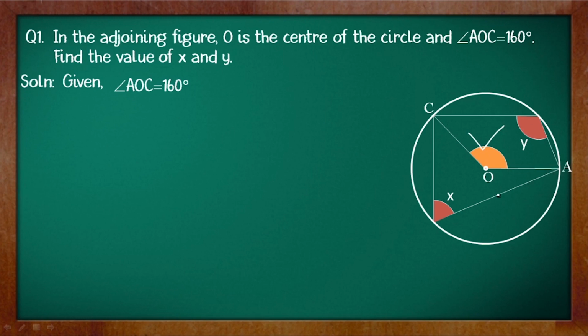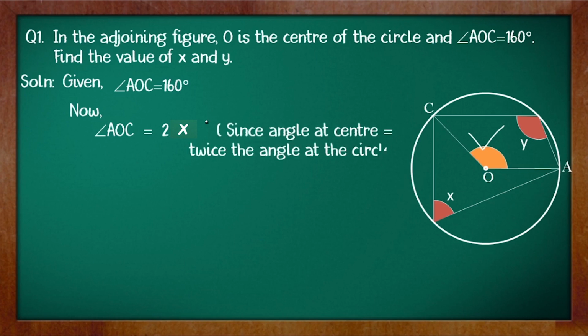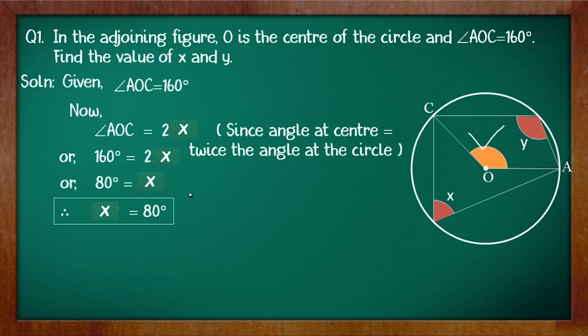Now on the remaining part we can see that this angle x is on the remaining part. So we'll be using that theorem which says angle AOC will be twice angle x, because this is the angle at the center and this is the angle at the circle, or the circumference. Since the angle at the center is equal to twice the angle at the circle, putting the value of angle AOC as 160 degrees, after cancellation we'll get the value of x as 80 degrees. So what is the value of x? It is 80 degrees.